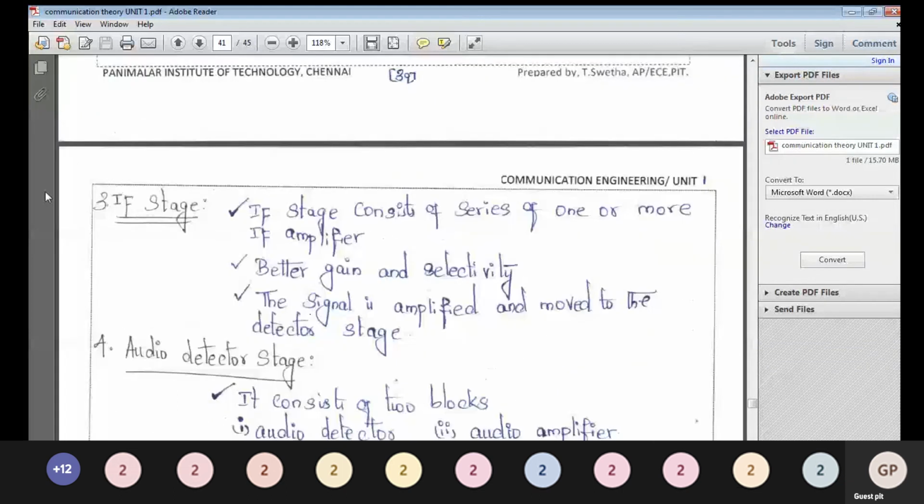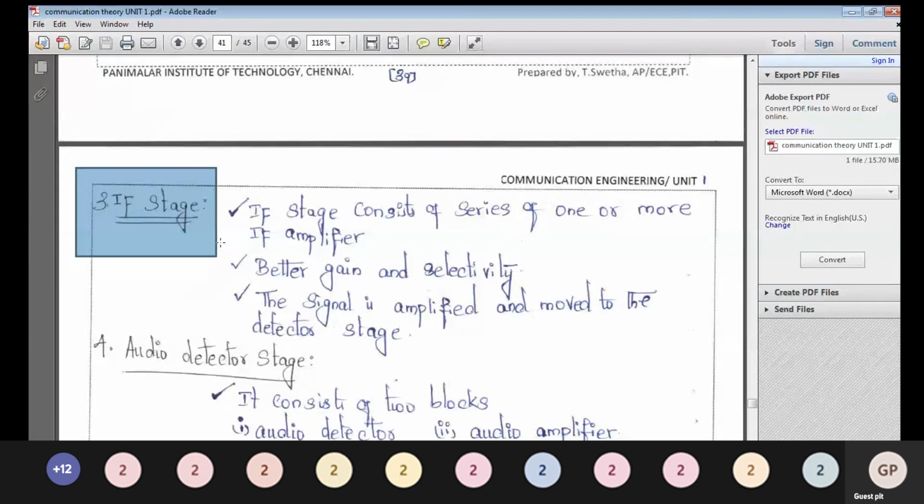Next, the third stage is the IF stage. The IF stage consists of one or more IF amplifiers, because in the mixer stage the radio frequency signal is converted into an intermediate frequency signal. Then the converted intermediate frequency signal is applied to the IF stage.